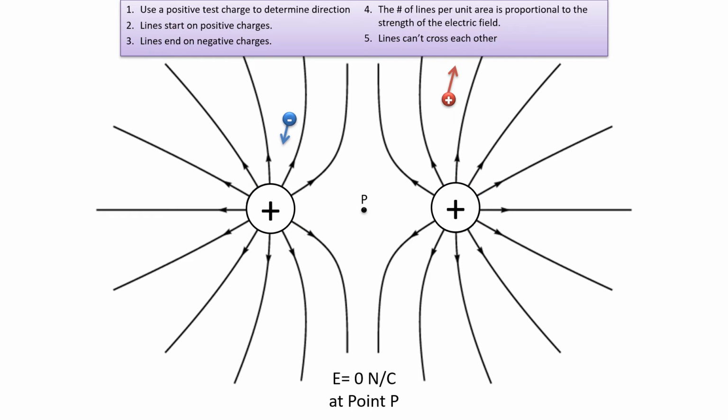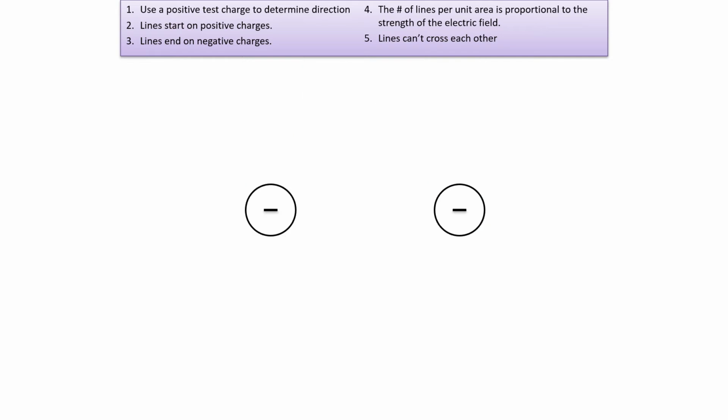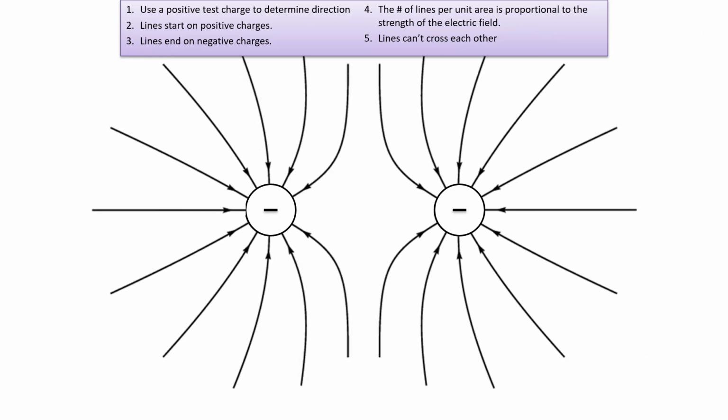Well, what if they're both negative? If they're both negative, what happens to the positive charges? They get attracted to them. So all these go that way. Same thing, but all you're doing is just changing the direction of the arrows. So I guess I could do that quickly too.